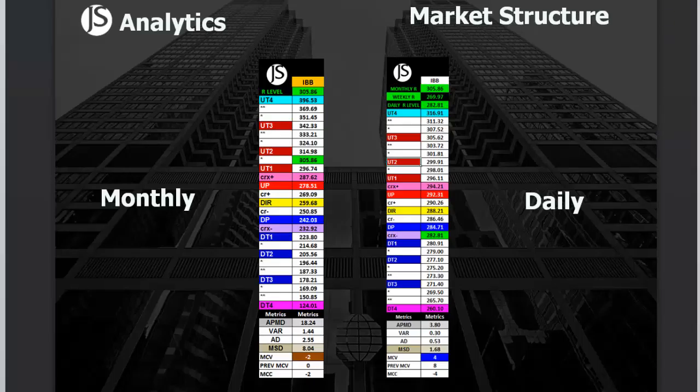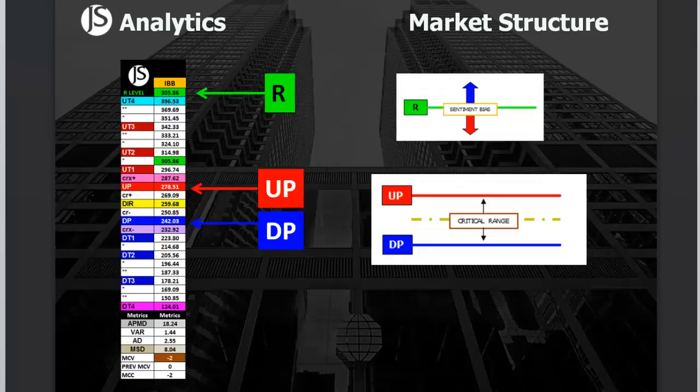To get started, first thing we want to focus on is the monthly analytics, and we're going to look at the R level, which is highlighted in green at both the top of the structure as well as on the grid. We're also going to look at the critical range, which is defined by the UP upside pivot in red and the DP downside pivot in blue.